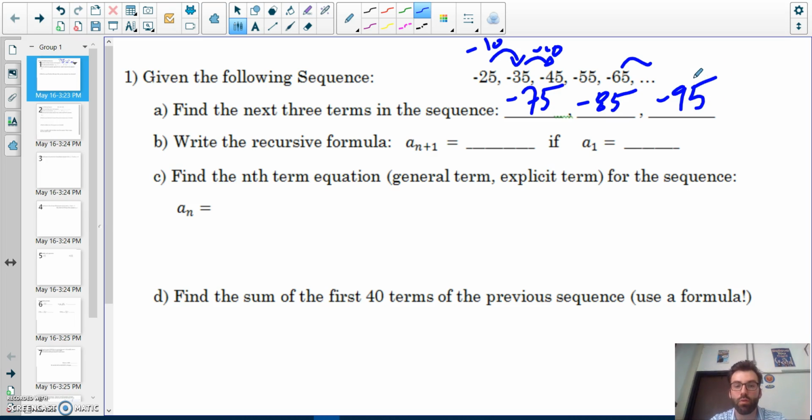Write the recursive formula. Remember, recursive means that I'm going to use the previous term to help me find my next term. So in this case, I'm going to use my first term, which is negative 25, to help me find my second term. What do I do with my first term to get to my second term? I subtract 10. So my general case will be a sub n minus 10.